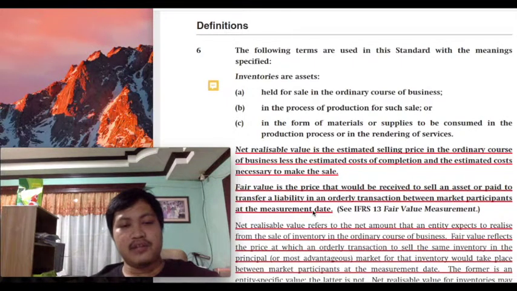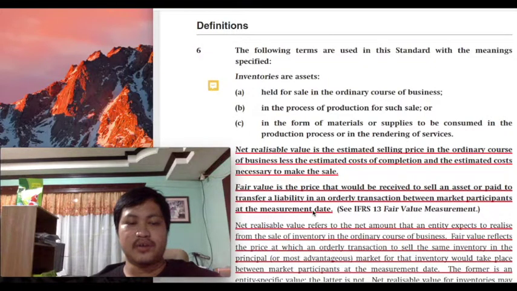If you'll try to recall the definition of current assets provided in PAS 1, class, it would tell you that aside from cash, current assets are those that are held primarily for trading. And that is essentially what letter A in the definition of inventories is trying to tell us. Inventories are assets held for sale in the ordinary course of business. Translation, it is held primarily for trading.